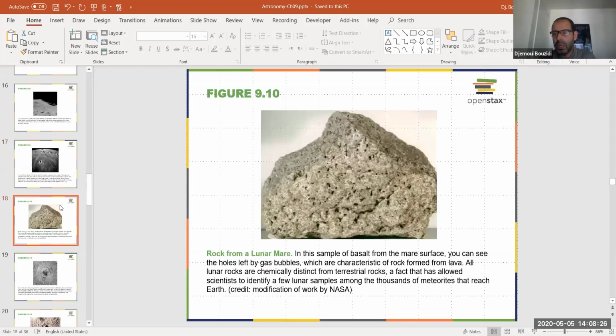The moon's rocks, this is one of the rocks that was brought in here, and this has a porous structure, indicating that it was formed in some sort of lava. This is a basaltic rock, of course. So that's basically the main features of the moon.